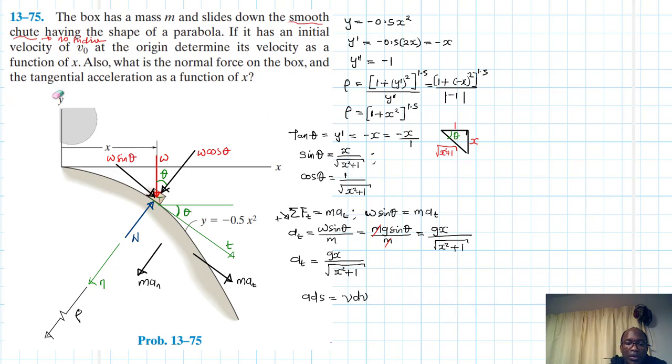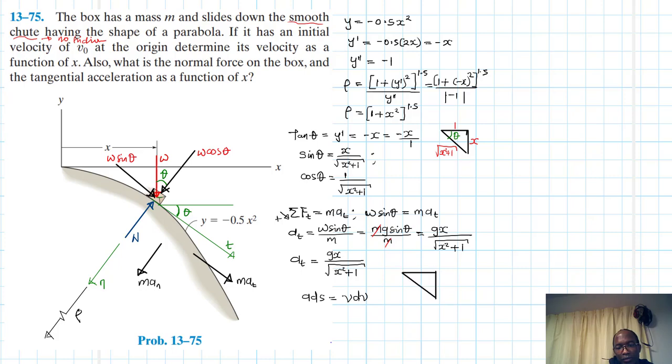Again here, rho is not constant, it keeps on changing. So our integration variable here can either be y, the vertical component, or x. But since they want velocity to be expressed as a function of x, we are going to write ds in terms of dx. To do so, again, we need to relate this using the right angle triangle.